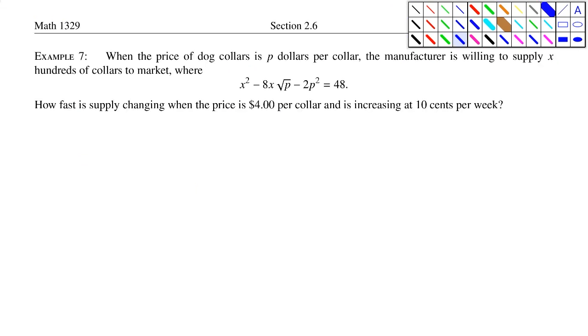Example 7. When the price of dog collars is $P per collar, the manufacturer is willing to supply x hundreds of collars to market, where x squared minus 8x times the square root of p minus 2p squared is equal to 48. How fast is the supply changing when the price is $4 per collar and is increasing at 10 cents per week? All right, so step 2, draw the picture.